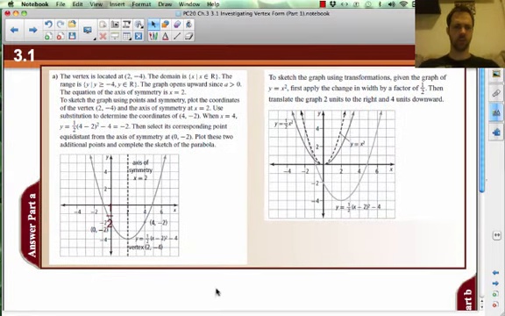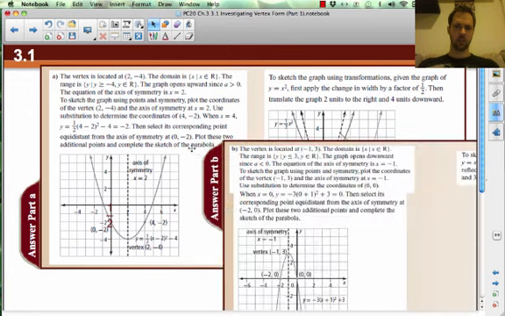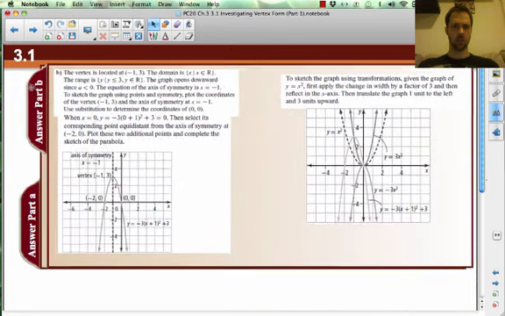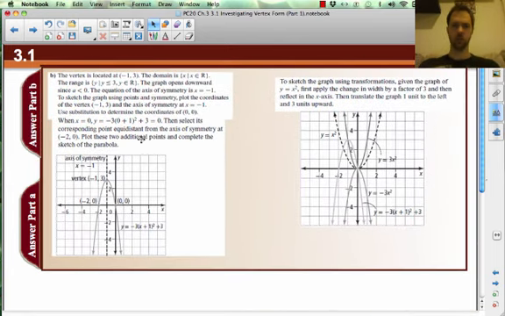So here are the answers for part A. Hit pause if you need to take a second to look at it. Here are the answers for part B.